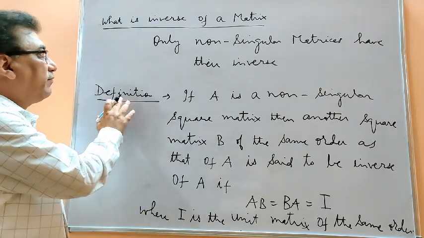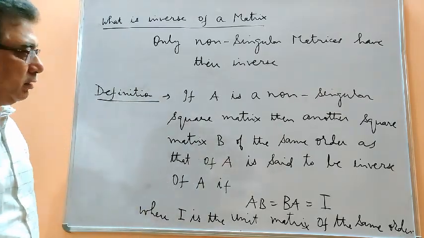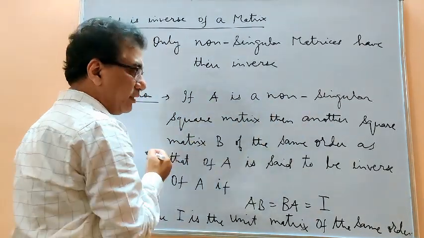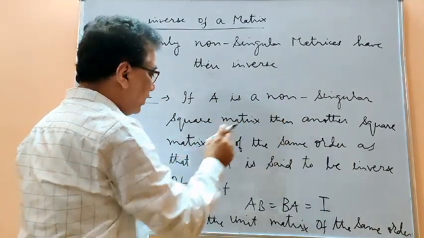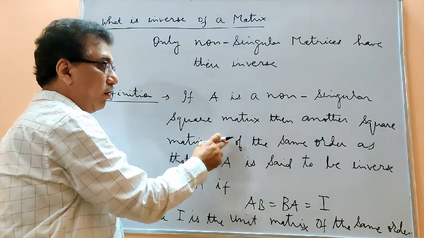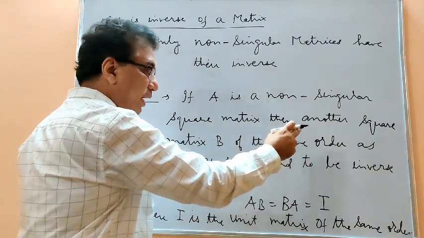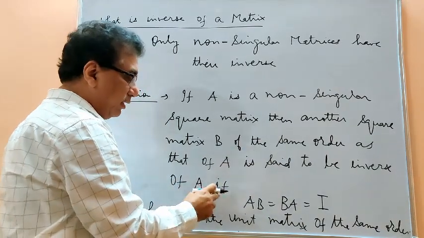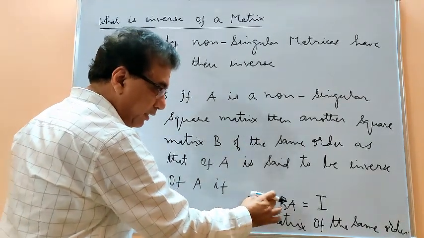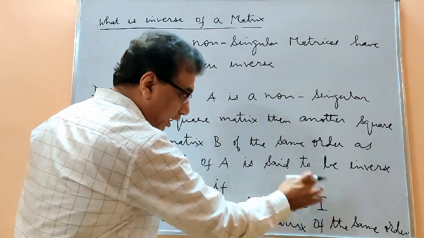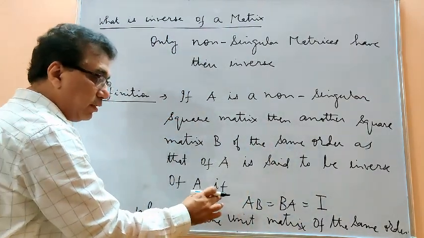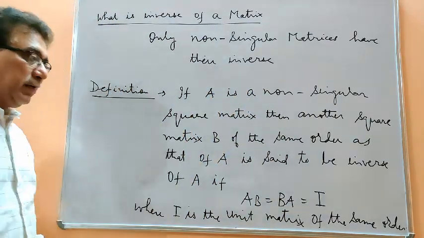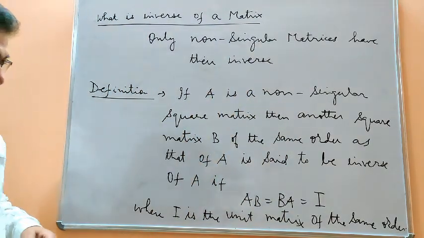Now what is the definition of inverse of a matrix? If A is a non-singular square matrix, then another square matrix B of the same order as that of A is said to be inverse of A if AB is equal to BA is equal to I, where I is the unit matrix of the same order as that of A. Okay, so I stands for identity matrix.